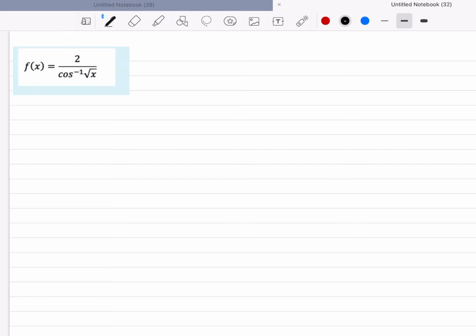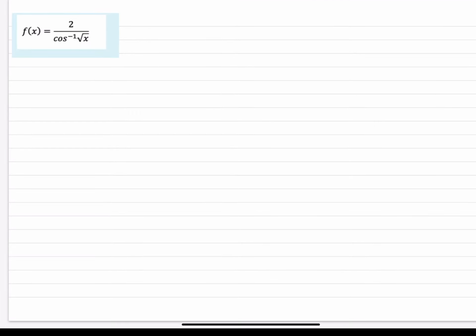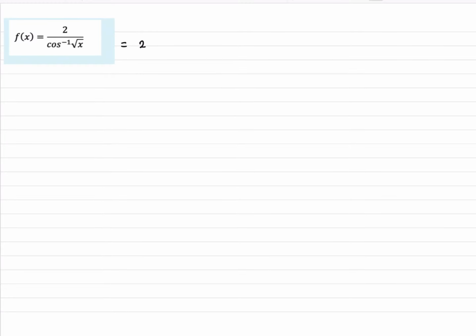For the open-ended part, the problem is: find f prime of x if f of x equals 2 over arccosine of the square root of x. So how shall we differentiate this? First of all, you have to rewrite the given as 2 times arccosine of the square root of x raised to negative 1. Okay, so the given could be written in this manner.